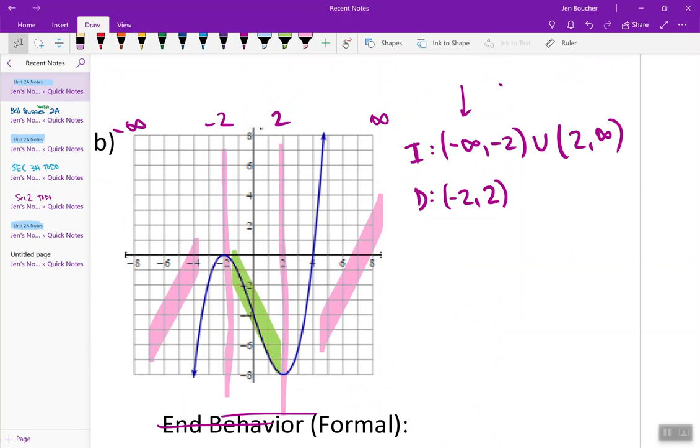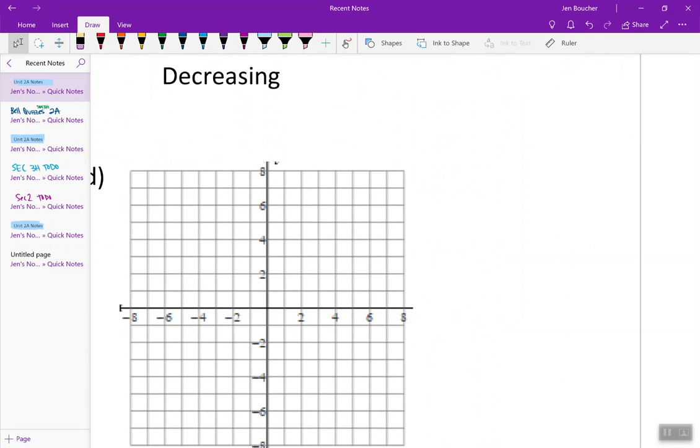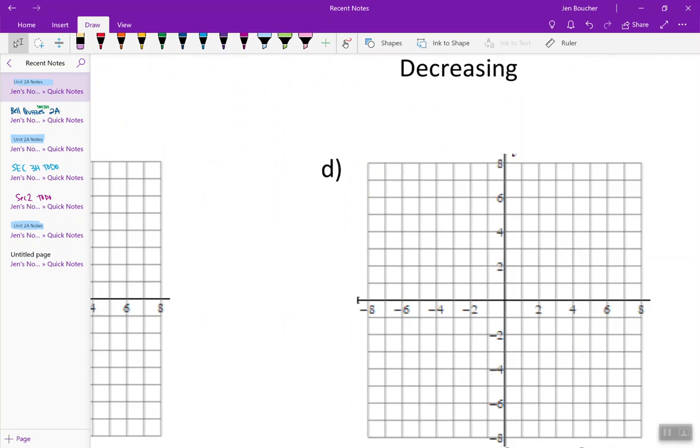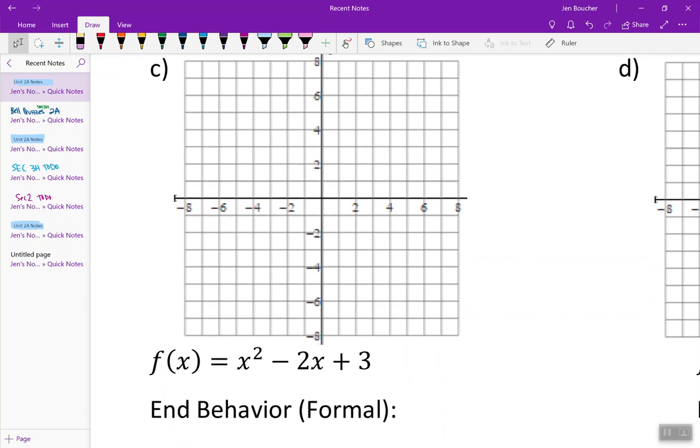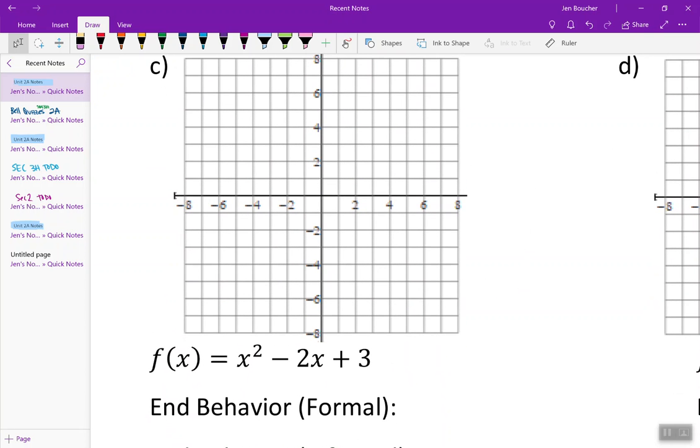Now, the last 2 examples don't have the graph provided, so you have to do it based on the equation. We should be able to do end behavior based on the equation, but I think you've got that down. Let's just look for turning points.